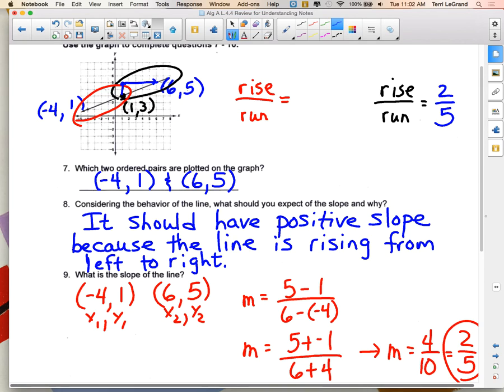Blake, what'd you get? 2/5. So I am going to assume then, was that a positive 2 and a positive 5? Yeah. Okay, I'm going to assume then you started at the bottom point and went up 2, and you went over to that point 5 and landed on it. Okay, so this looks pretty clear to us. It looks like the slope is what? 2/5. Slope of this line is 2/5 no matter what we use. No matter what we use, we should get a slope of 2/5.